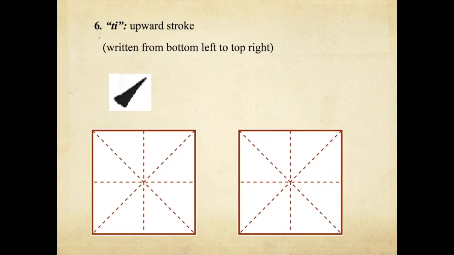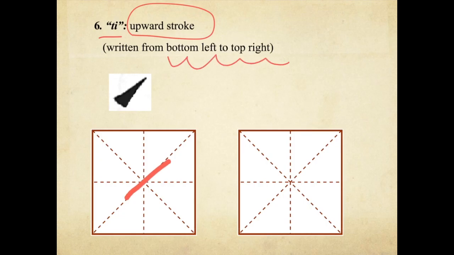Last but not least, 提, the upward stroke. It is written from the bottom left to the top right, which should look like this. Okay, sounds very easy. Let's try something more complex.